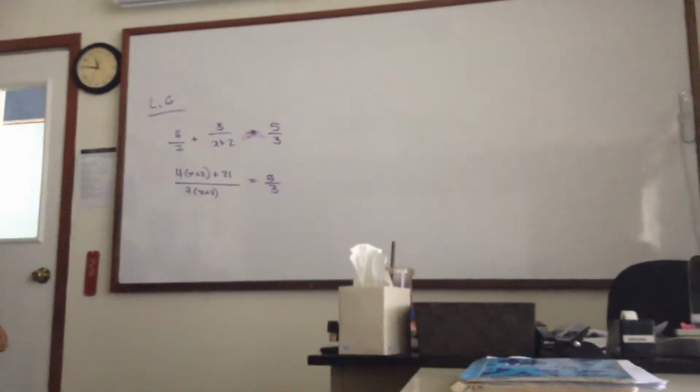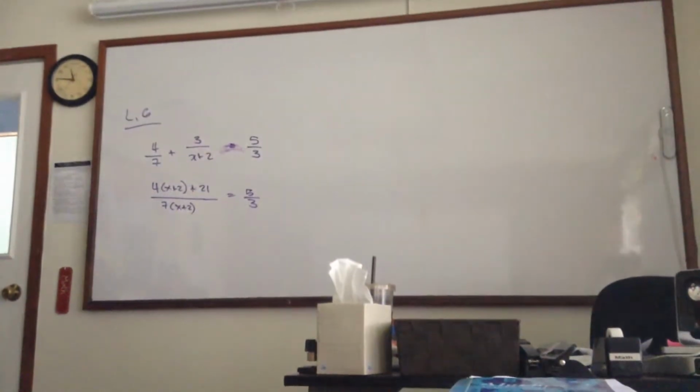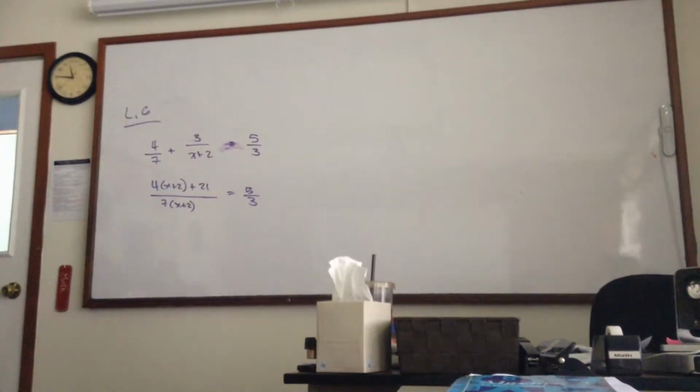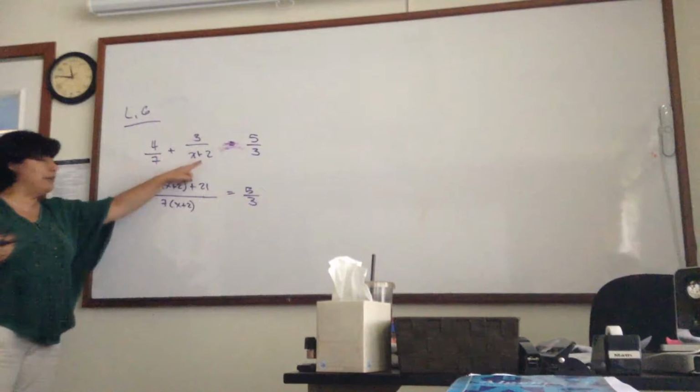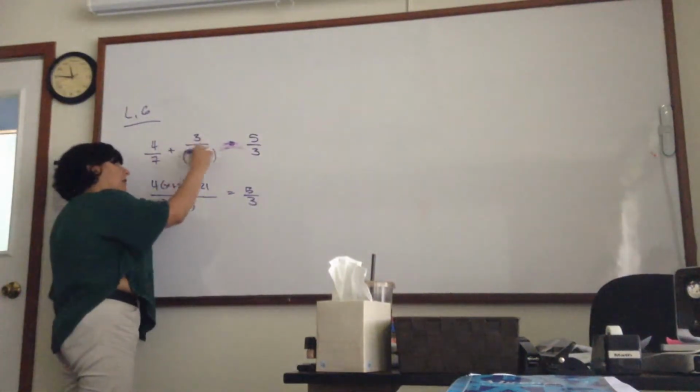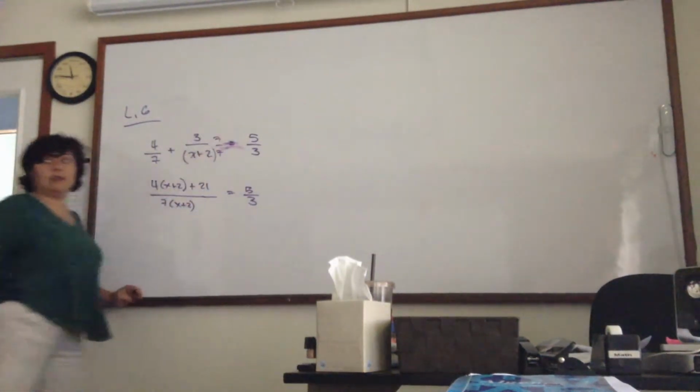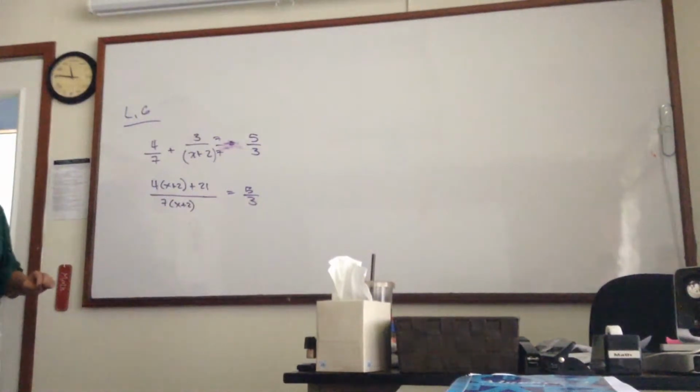Be specific with your questions, otherwise I can't help you. What's the question? Why 21? Because this one is missing a 7, and that one is missing an x plus 2. Okay, because we're finding the common denominator. Yeah, I missed that.